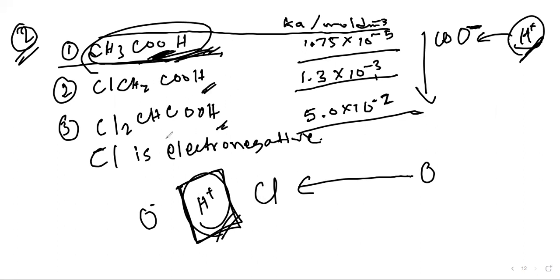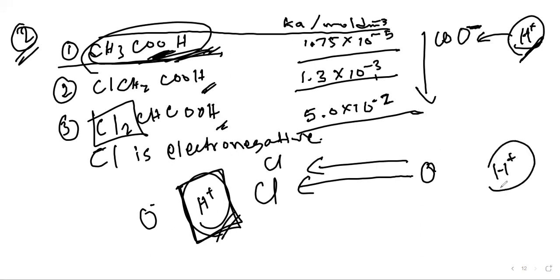Coming to number 3, there are two chlorines now. That means more electronegative atoms. If a greater number of electronegative atoms are there, the pull of electrons towards them will be greater. If that's the case, oxygen will now be left with little negative charge or no charge. If that is the case, H plus is now very free to move around.